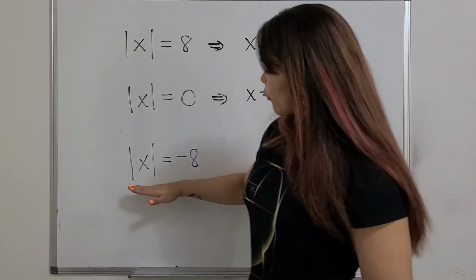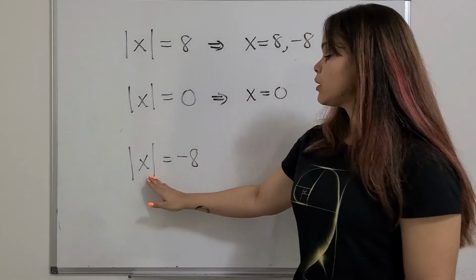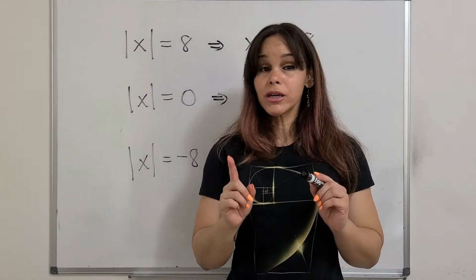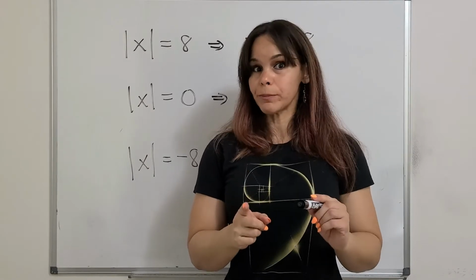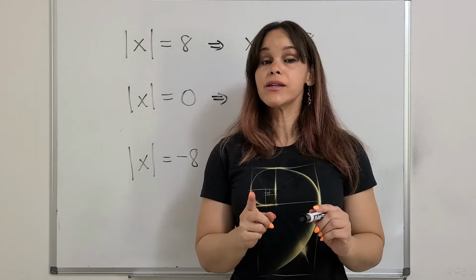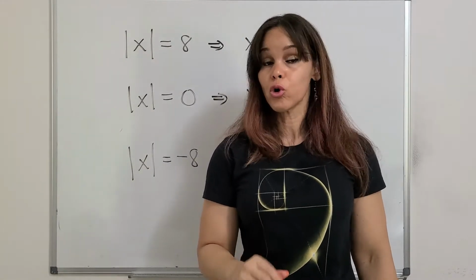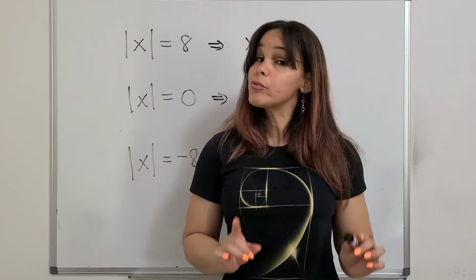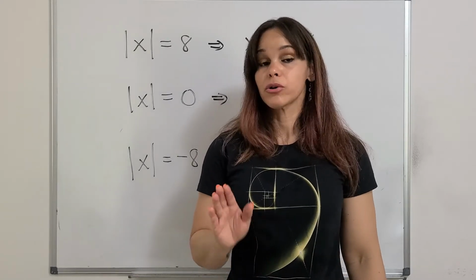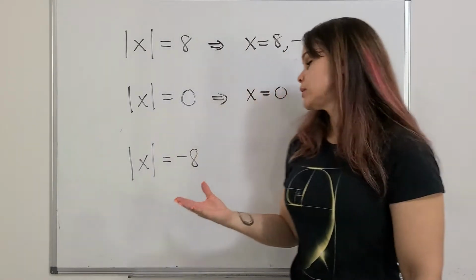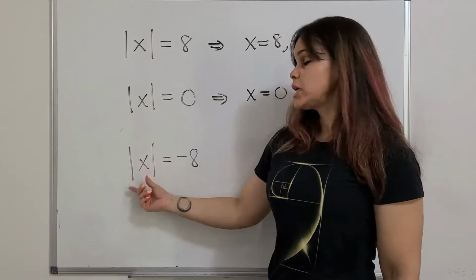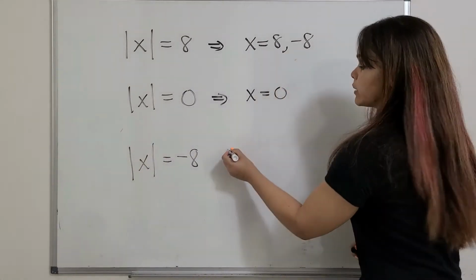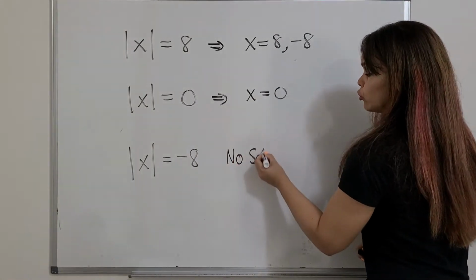Now, in the third example, we have the absolute value of an unknown equal to -8. But here, I'm going to give you a script to follow. The script here is that you're going to answer that this has no solution. Why is that? Because remember, absolute value is the distance, and as far as we know, distance is not negative. So there is no value that I can replace here that is going to give me a negative value. So the script here is that you're going to write that this equation has no solution.